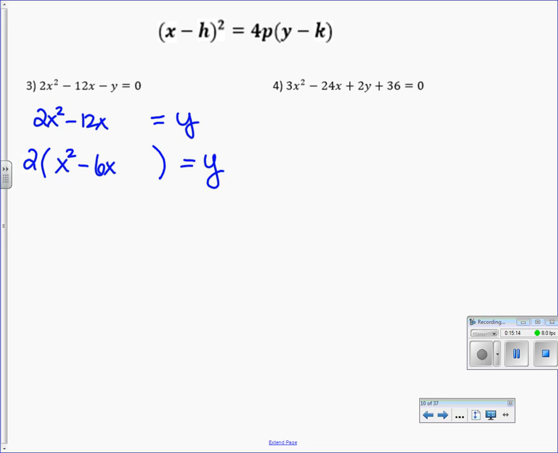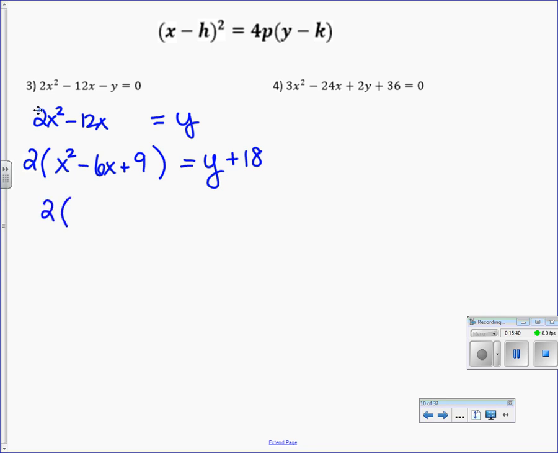So cut the negative 6 in half, which is negative 3, square it, which would be 9. Now notice, I'm not going to add 9 to the other side, because really, it's not 9. It's really 2 times 9. So 2 times 9 is 18. So I technically have to add 18 to the other side to make it equal. Then I'm going to have the 2 here. We'll worry about that in just a minute.